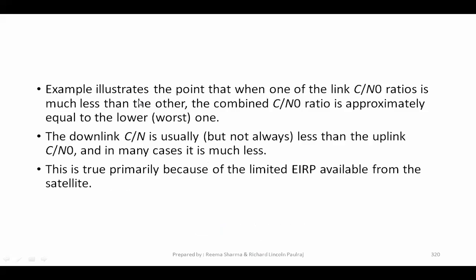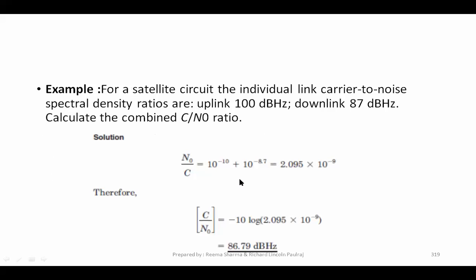This example illustrates the point that when one of the link C by N ratios is much less than the other, the combined ratio is approximately equal to the lower one. Here you can see we had 100 dB hertz and the other one is 87 dB hertz. So your combined ratio is actually equal to the one which is the lowest.